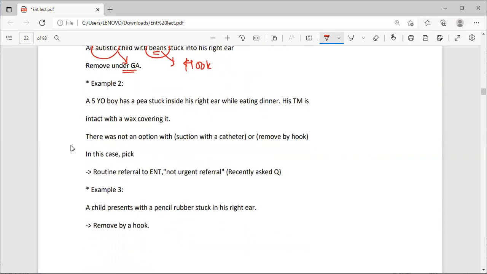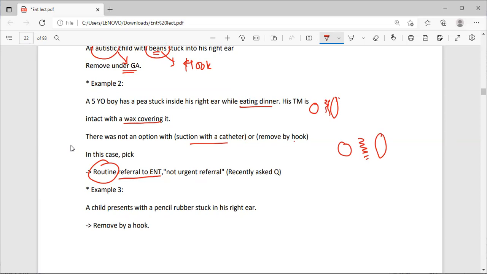Example 2: a 5-year-old with a pea stuck inside while eating dinner. His tympanic membrane is intact with wax covering it. Now, there is no option of suction with a catheter or removal by hook. In this case, pick routine referral to ENT. Routine, not urgent referral. This is a recently asked question. This is not a big problem. The tympanic membrane is intact with wax covering it. The wax is covering the tympanic membrane, but it seems to protect it. So here is the pea, here is the wax, and here is the tympanic membrane.